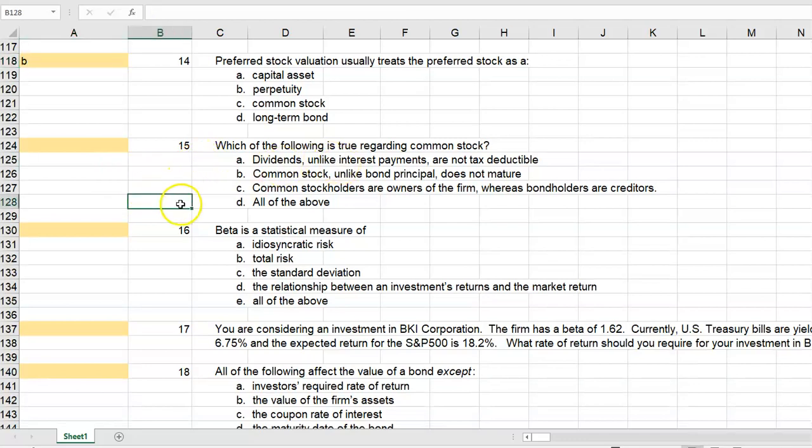Which of the following is true of common stock? They're not tax deductible by the corporation. That's true. Common stock doesn't mature. That's true. In terms of maturing, the company issues stock, it never has to buy them back. Common stockholders are owners of the firm? Absolutely. And bondholders are creditors. They're owed money. So this one, hopefully everybody got. D.